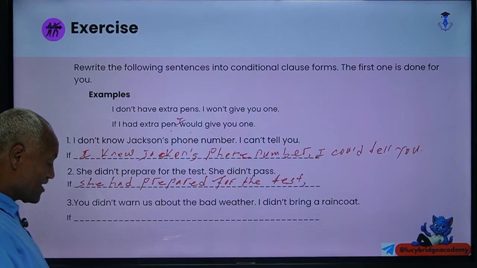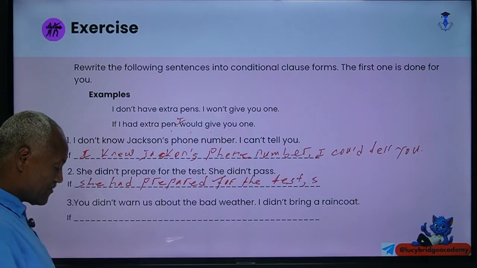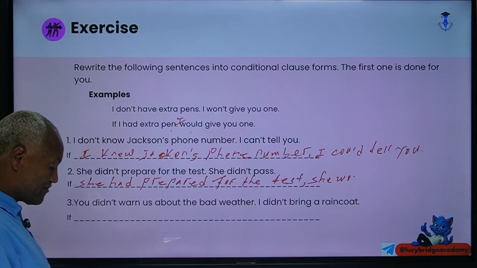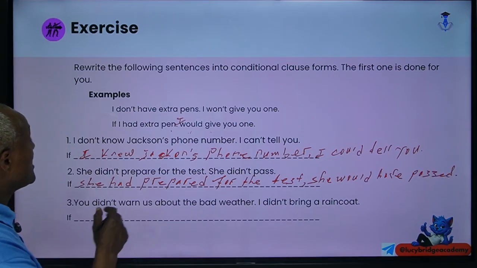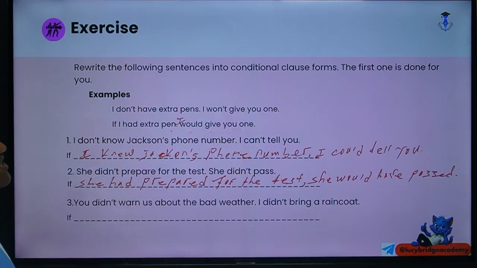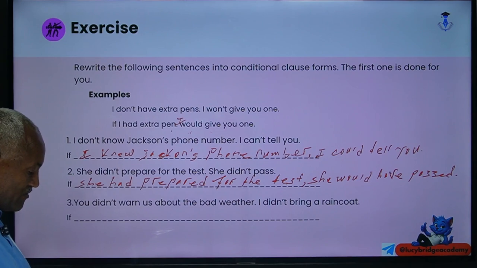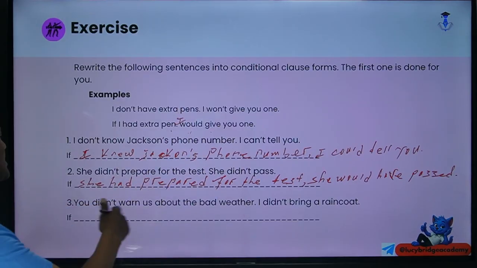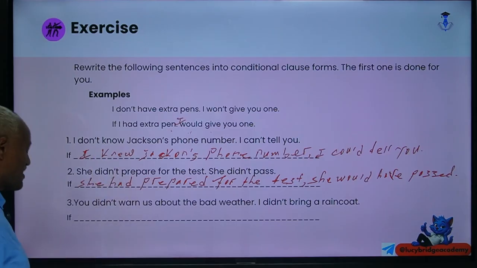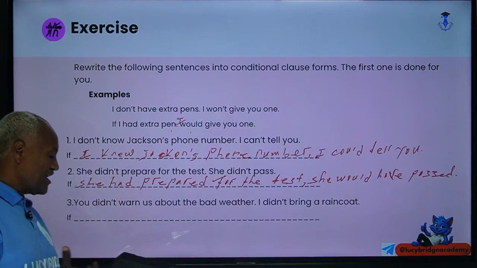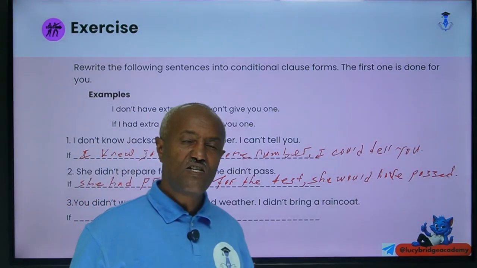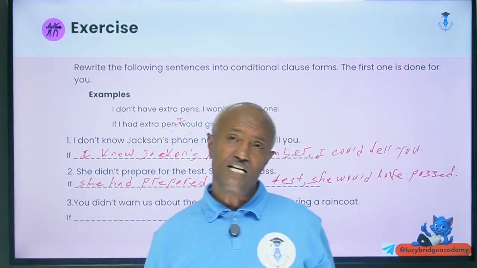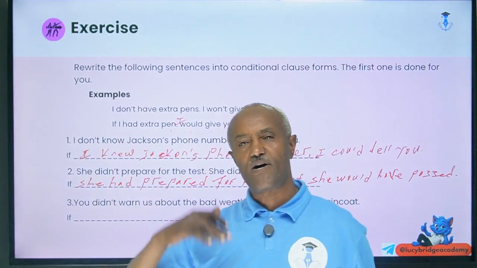She didn't pass, so she would have passed. Because if she had prepared for the test, she would have passed. She would have passed means she didn't pass. If she had prepared for the test means she didn't prepare. So this is how we can change. If you know the meaning, this helps you, and that's why I advise you. Things will be easy for you to change back to an if clause and like that.